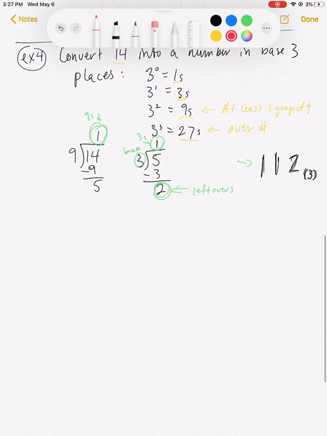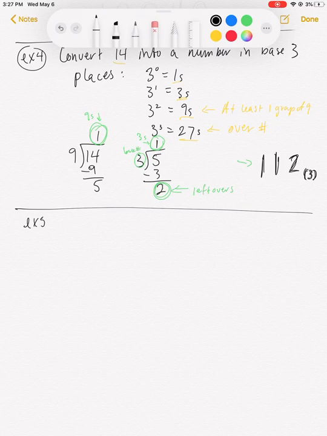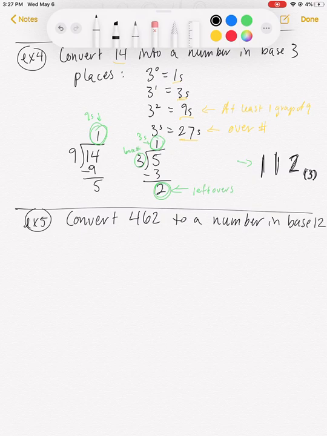Okay, so as an example for you to try, let's do a harder example, example 5. It's our last example. Convert 462 to a number in base 12. Okay, go ahead and pause the video again. Try out the problem and see if you got the right answer. Okay, let's go ahead and do this one.